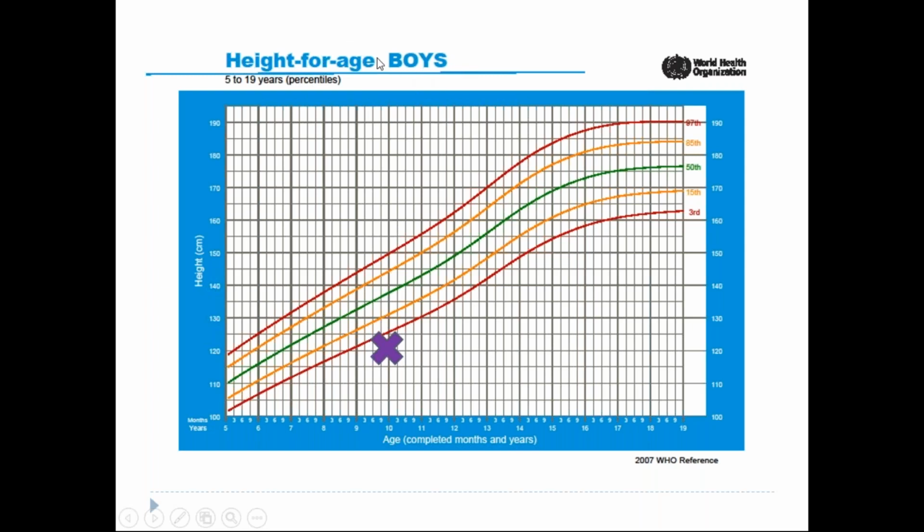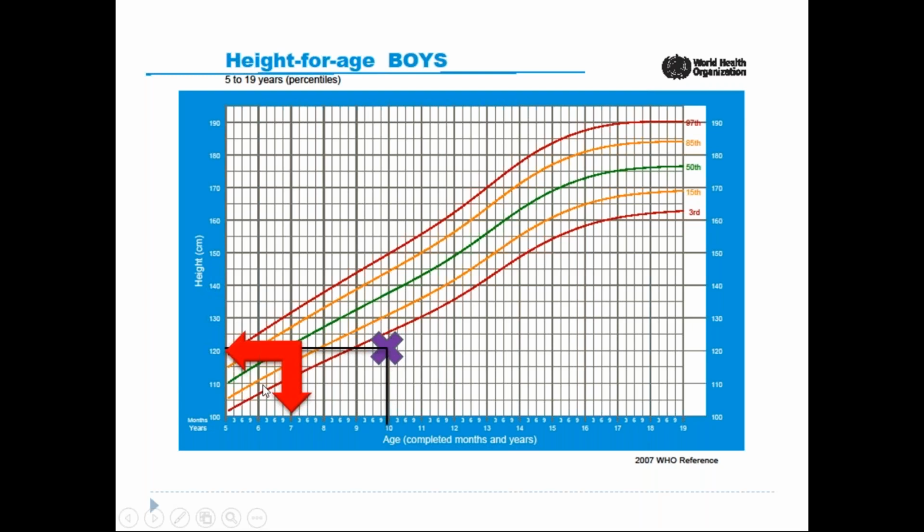So you need to choose which chart you will use. You will choose the height for age chart for boys at this age. So the correct chart at the correct age and for the correct gender. You chose that and you found that the child lies less than the third centile. This is the third centile. Then what do you do next? So you plot it like this. You see it's coming less than the third centile.